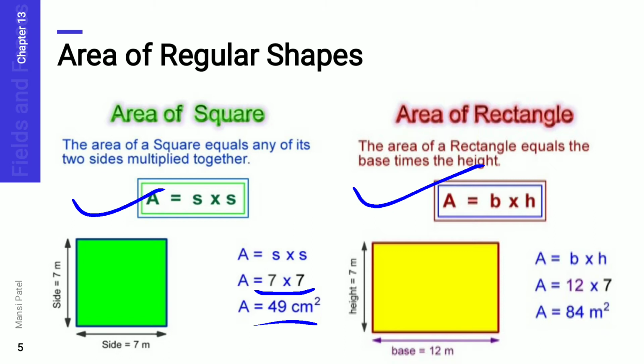So, we can say that to find out the area of a rectangle, the formula is length multiplied by breadth. So we can say L multiplied by B. So the length is 12 and breadth is 7. So do the multiplication. 12 sevens are 84 meter square. And whenever you want to find out the area, at that time you have to put square units compulsorily.